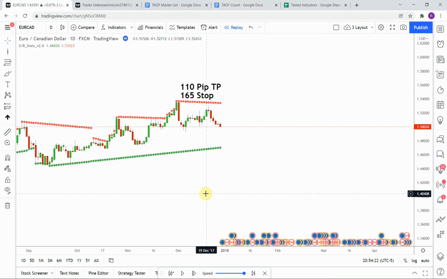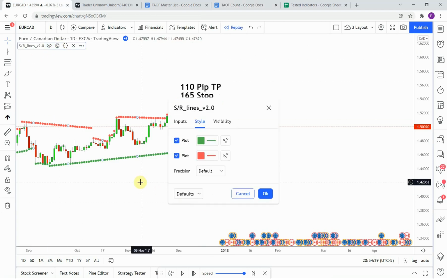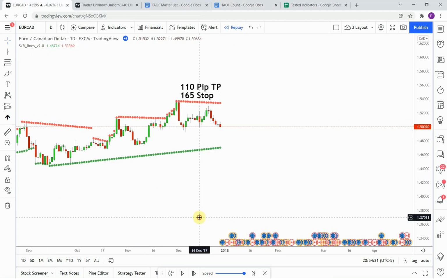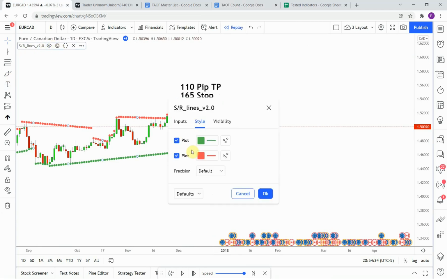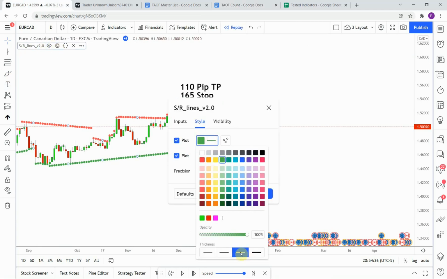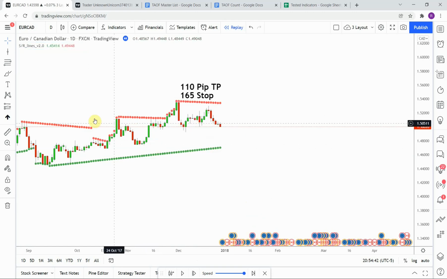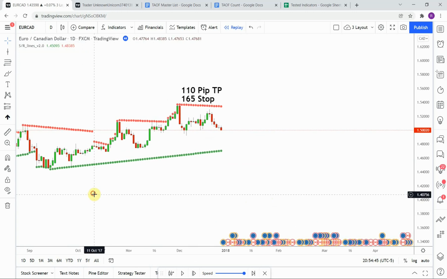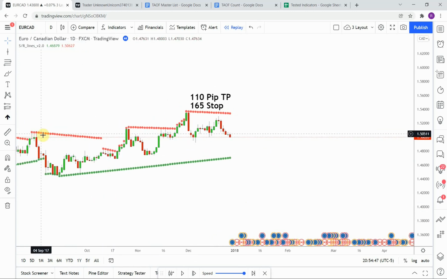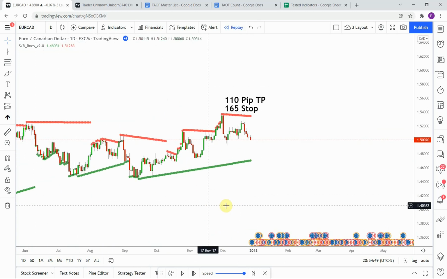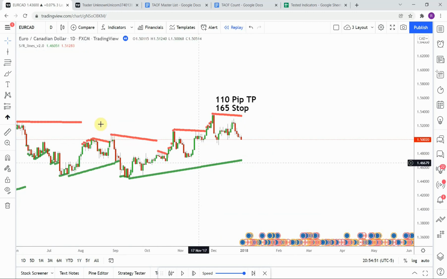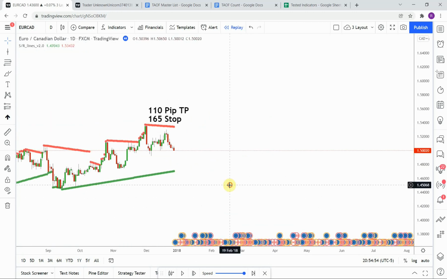Alright, so today's indicator is the support and resistance lines V2, version 2. I did go in and make a slight modification. I bumped up the weight of these dots, which were originally down here on this one. I bumped them up to this weight right here, just to make them really stand out. As you can see, what we have here is support and resistance lines being drawn at an angle to price action.